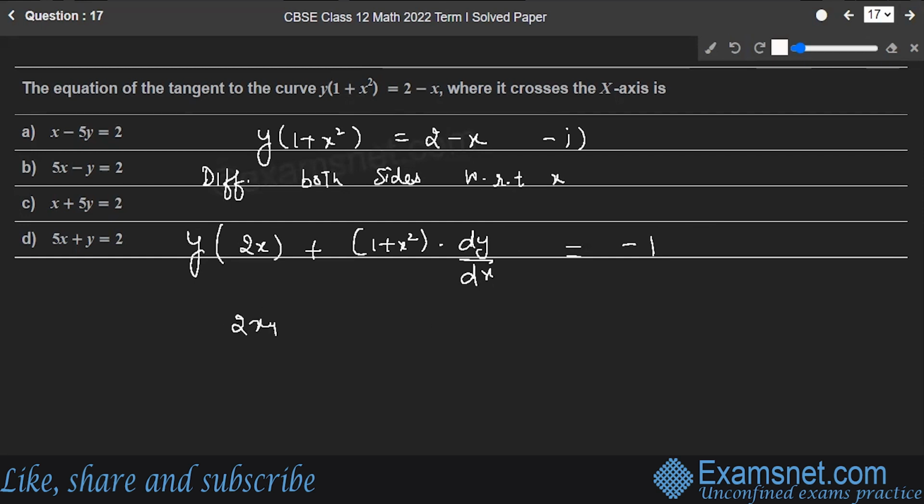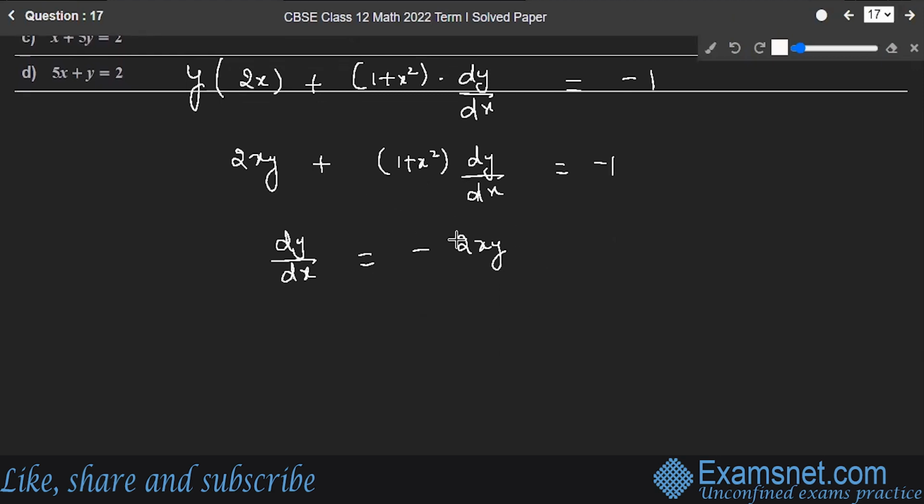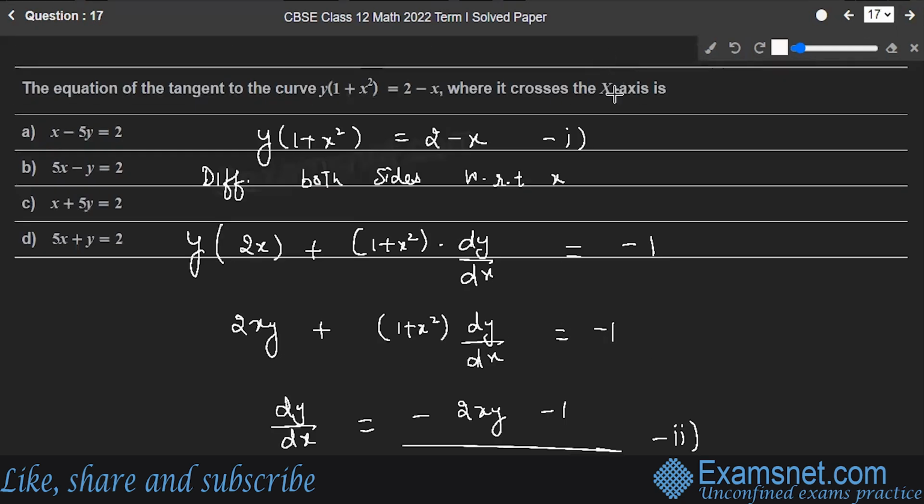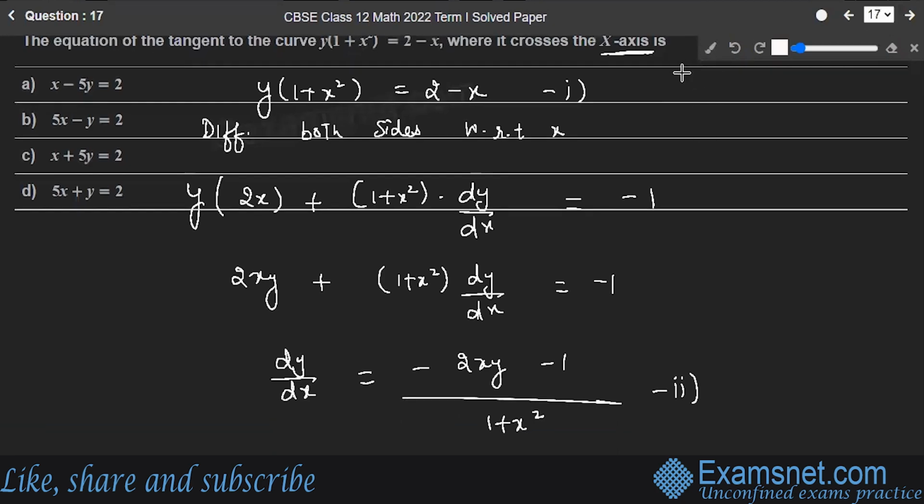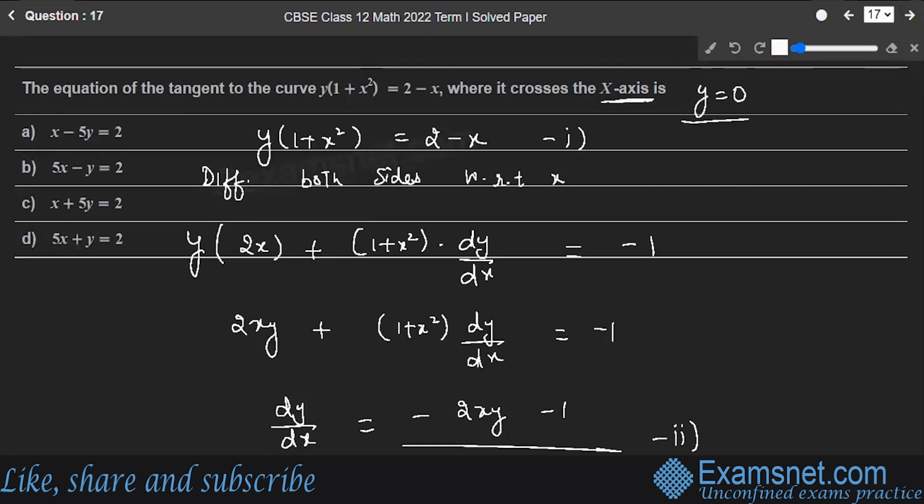This makes 2xy plus 1 plus x squared dy by dx is equal to minus 1. Or you can say dy by dx is equal to minus 2xy minus 1 whole divided by 1 plus x square. Let's say this is equation number 2. Now the given curve crosses the x-axis. On the x-axis, y is always 0.